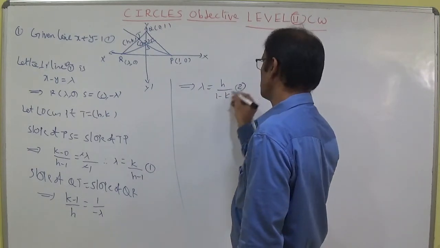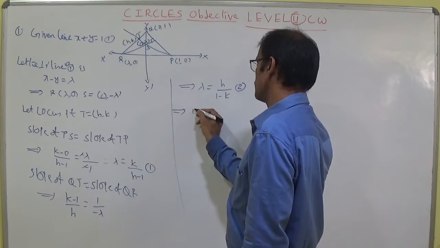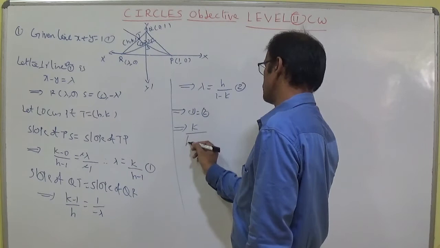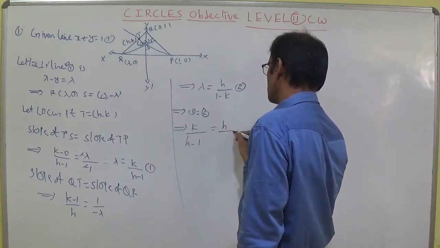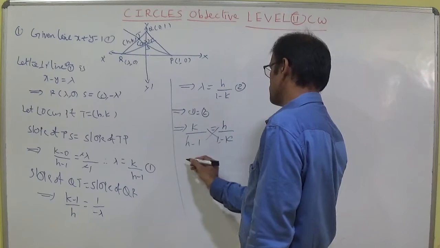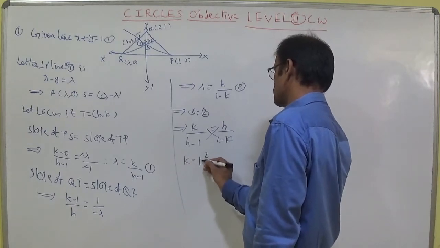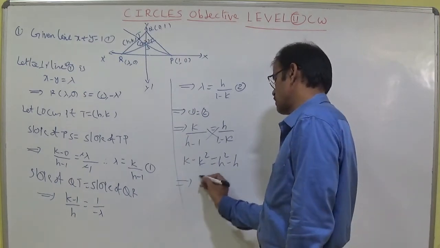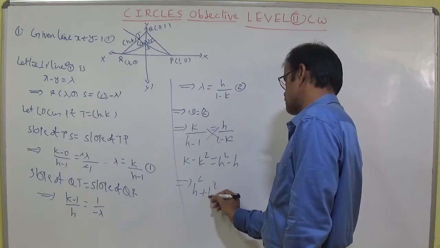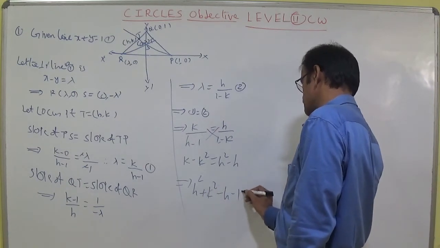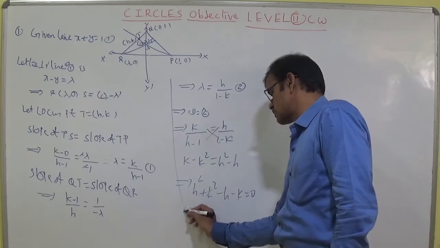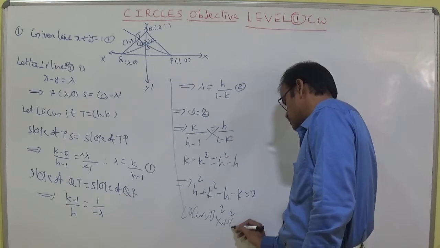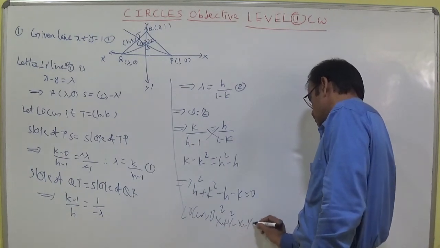Now let this be the second equation. That implies 1 is equal to 2, so it becomes k by h minus 1 equal to h by 1 minus k. By cross multiplication, you get k minus k square is equal to h square minus h. That implies h square plus k square minus h minus k equal to 0. The locus is x square plus y square minus x minus y equal to 0.